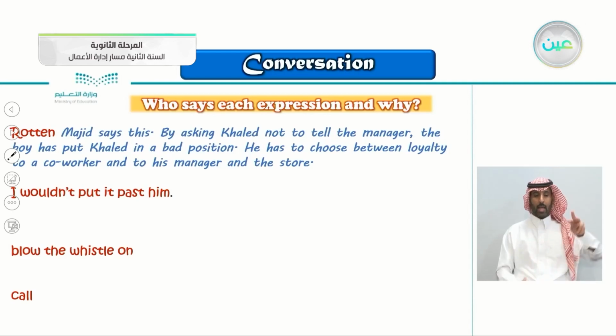Majid says this by asking Khalid not to tell the manager. The boy has put Khalid in a bad position, a rotten position. He has to choose between loyalty to a co-worker and loyalty to his manager and the store. I wouldn't put it past him.